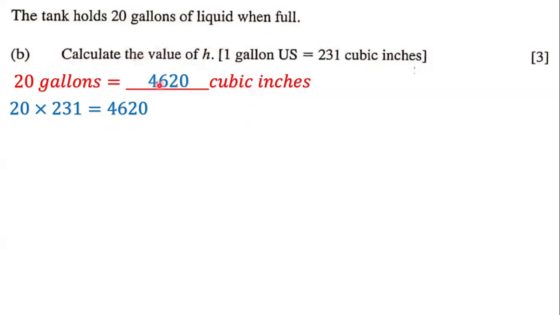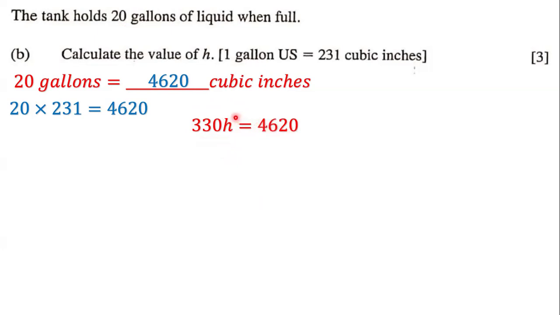And so we already converted 20 gallons to cubic inches, but what they really want us to do is calculate the value of h. So what is the value of h? Well, we know that this is the expression for the volume, right? And so we set that equal to 20 gallons or 4,620 cubic inches.